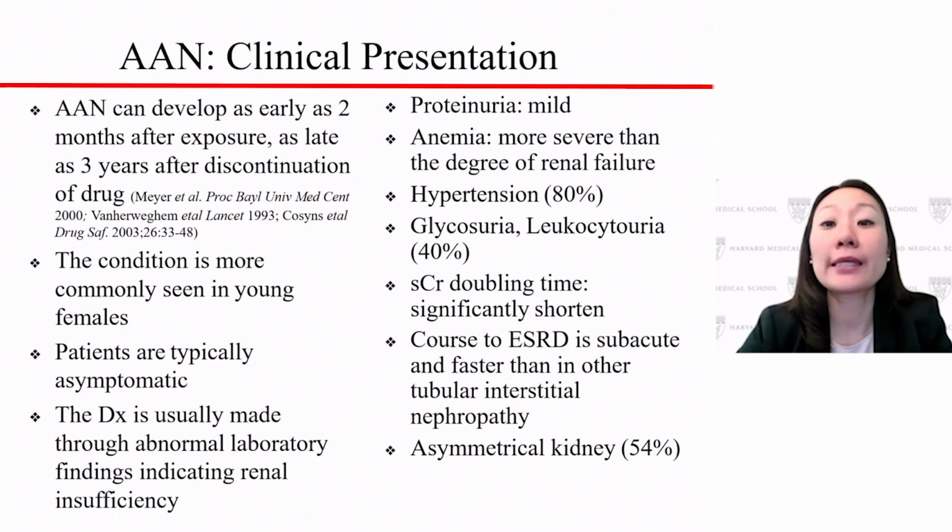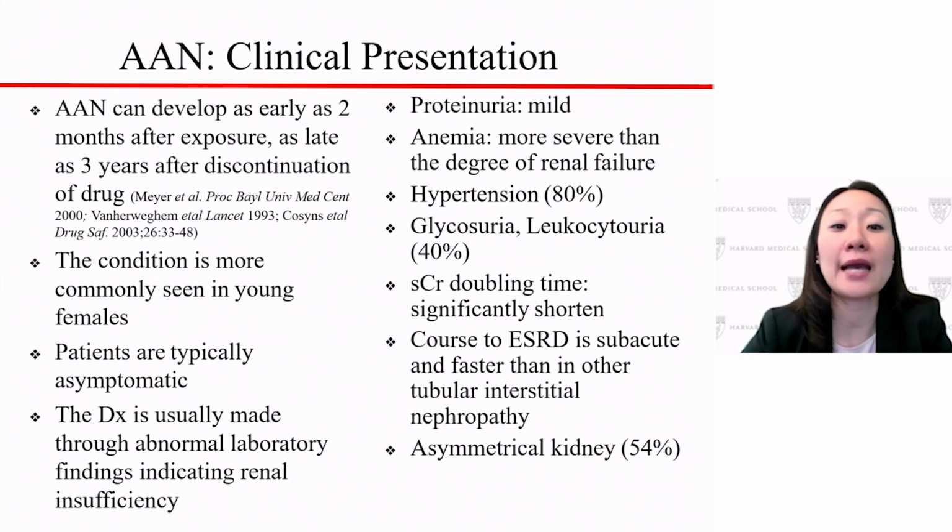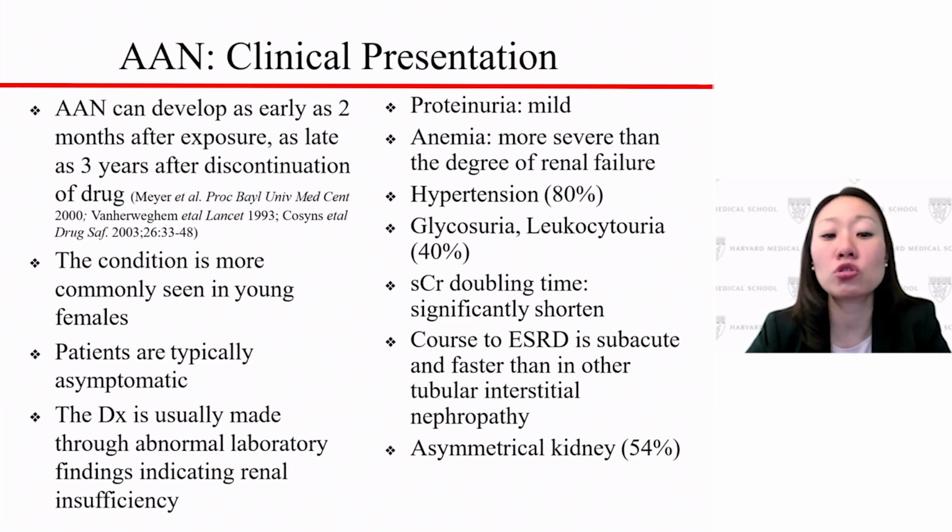In terms of the clinical presentation of aristolochic acid nephropathy, it can develop as early as 2 months after exposure or as late as 3 years after discontinuation of the drug. And the condition is commonly seen in young females, although it is not exclusive there and can be seen across all populations. Patients are typically asymptomatic, and the diagnosis is usually made through an abnormal laboratory finding indicating renal insufficiency.